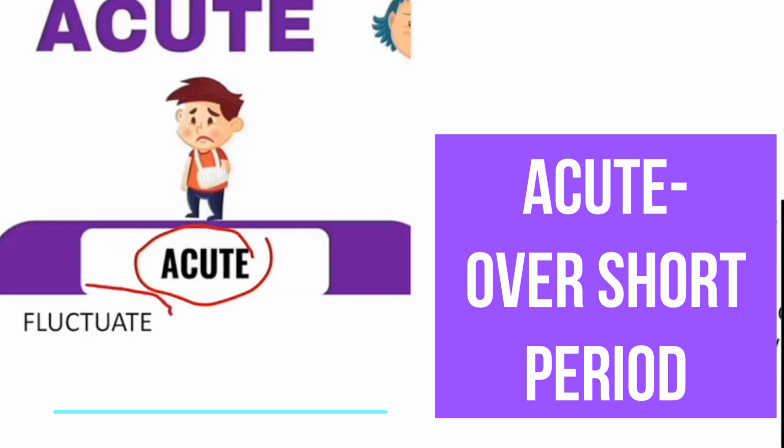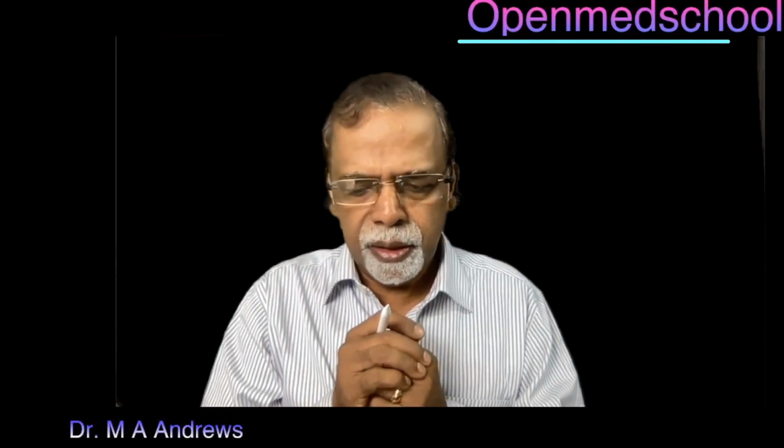Second, it will fluctuate. That is, in the morning and evening there may be a change in the behavior, or this cognitive dysfunction is fluctuating over the days. So two cardinal points I mentioned: it is acute in onset, and second, it is fluctuating in course. Hope that point is clear.